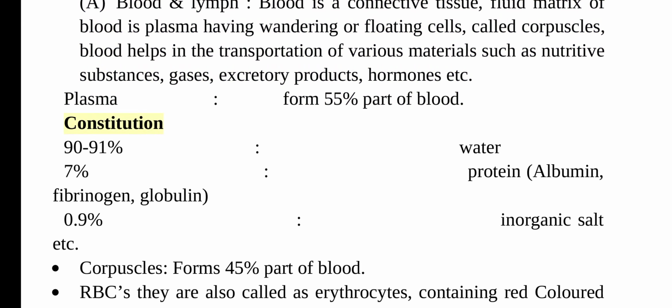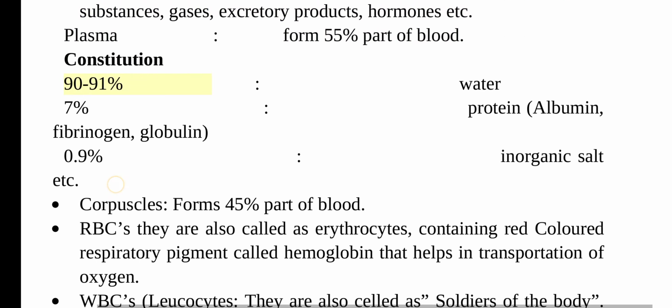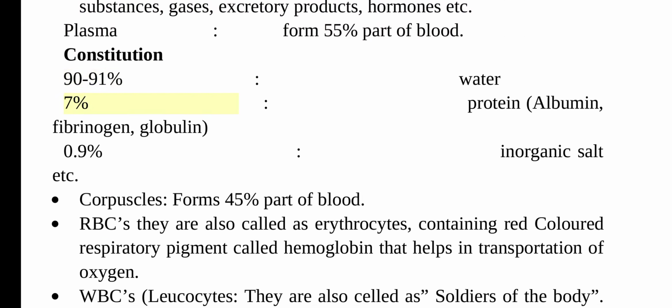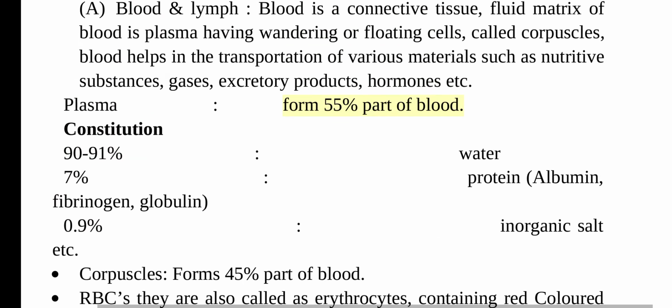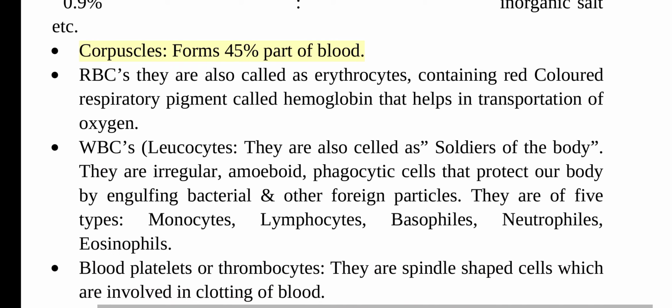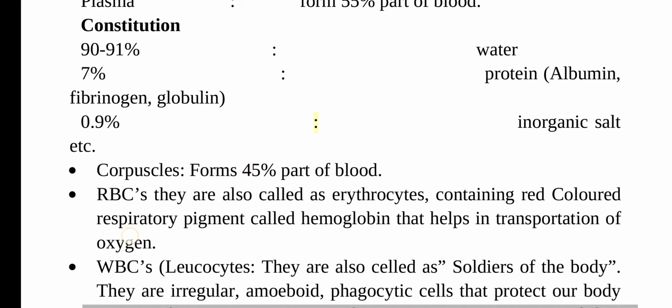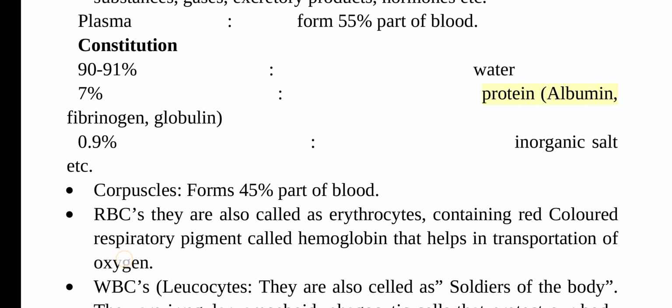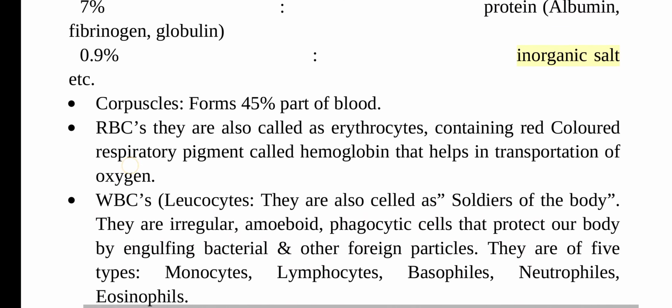Plasma: constitution 90 to 91%. Protein 7%. Fibrinogen, globulin 0.9% etc. Forms 55% part of blood. Corpuscles form 45% part of blood. Water, protein, albumin, inorganic salt.